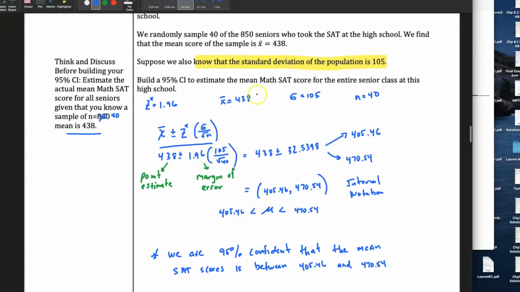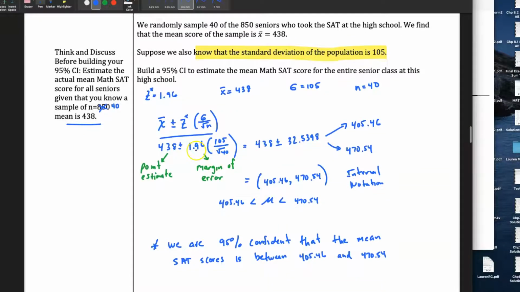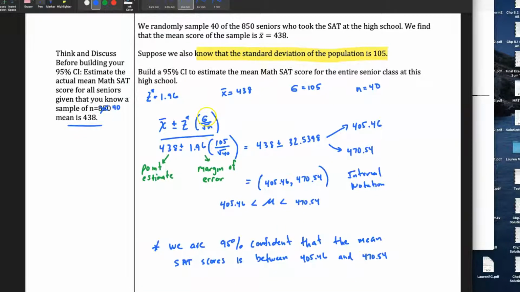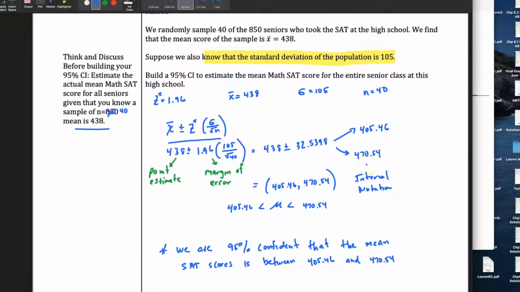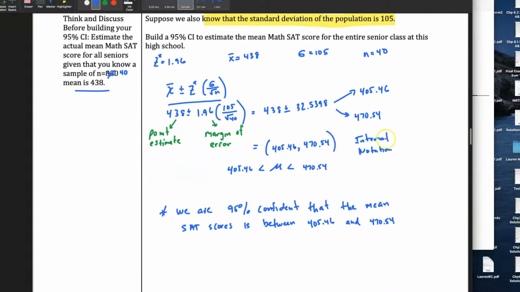Your point estimate is that original X bar. Your margin of error is calculated by multiplying 1.96 times the standard deviation divided by the square root of n, and you get your values. Remember, you get two values. It's the plus and then the minus. You calculate both of those. So with that, you have these two values, which then give us a confidence interval.